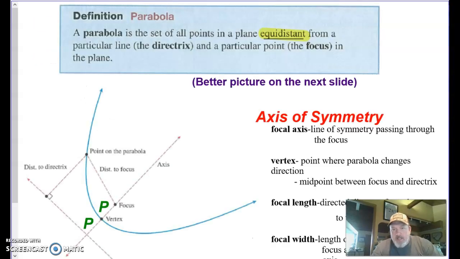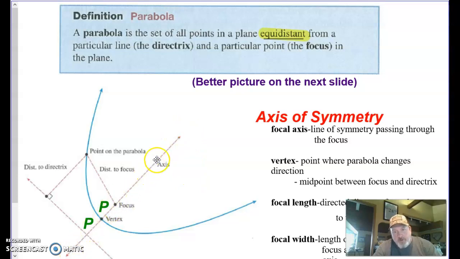This picture here will be on your note packet, but just a couple things here. The definition: a parabola is the set of all points that are equidistant from a particular line, the directrix, and a particular point, the focus. So this line down here is the directrix, and this point here is the focus. They are both the same distance from the vertex, and every point on this parabola is the same distance from the focus as it is from this directrix, and that's true on both sides. That's why they have symmetry.